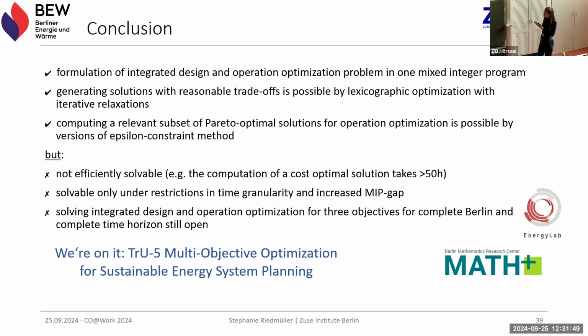The second part is that we could only solve them under restrictions. I didn't mention this specifically, but for some of the problems we looked at 24-hour time steps, although we have data for 4-hour time steps, and we even increased the MIP gap a little bit. So not the initial problem. And we still did not manage to solve operation and design optimization together for three objectives for the whole data that we have. This is the goal, and now I want to look at how to do this.